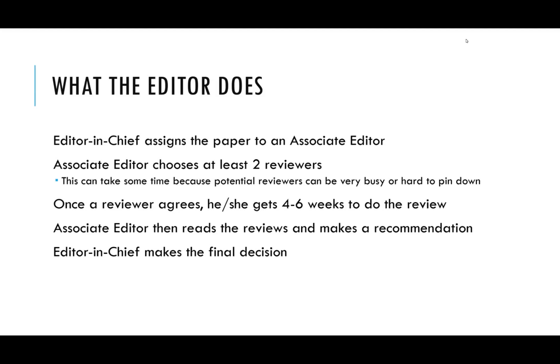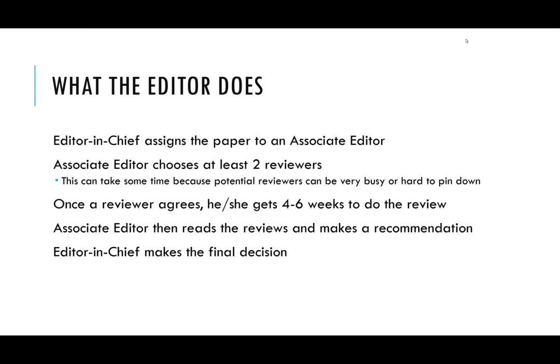And I take those recommendations by the associate editors very seriously, of course, because they have done all that hard work for me, and I value their opinions very much because they are very sound scientists. But ultimately, the editor-in-chief makes the final decision.